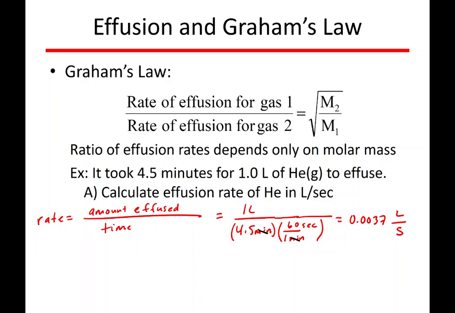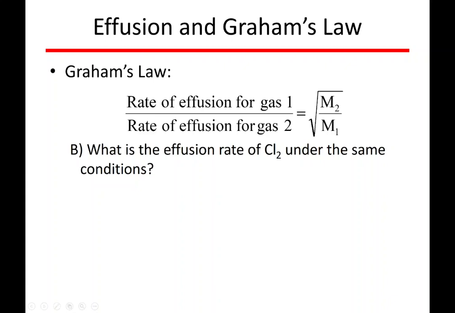All right. Now, having calculated the effusion rate of helium gas in liters per second, let's now use Graham's law to find what the effusion rate would be for a different gas. Now we need to find what the effusion rate of chlorine gas would be under the same conditions. And so to do that, we're going to use Graham's law. Now, it doesn't matter what you label as gas 1 and what you label as gas 2. You'll get the same answer either way, but there are some ways to set it up that are more convenient than others.